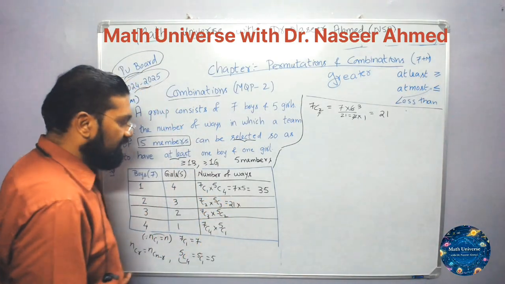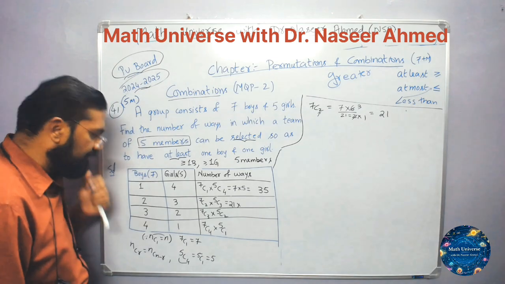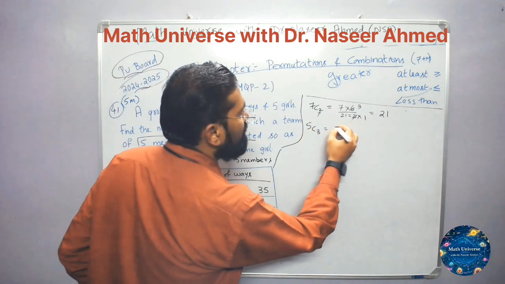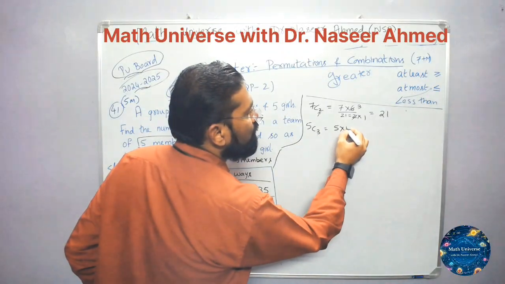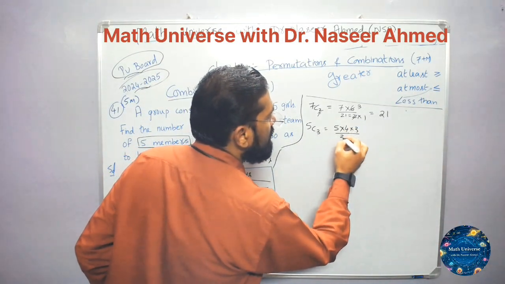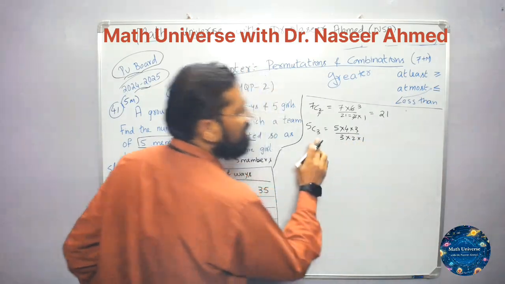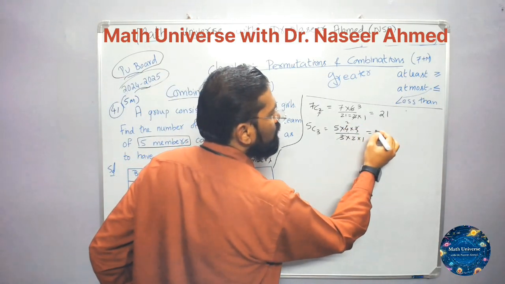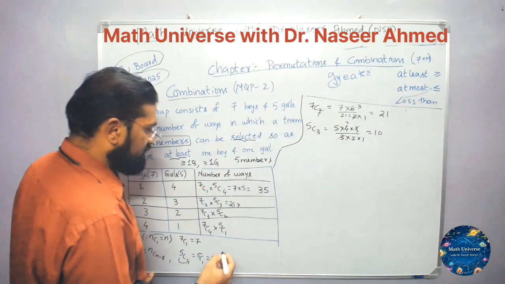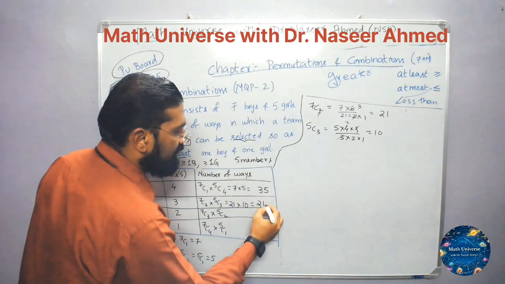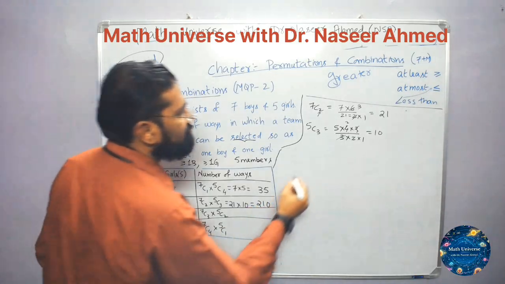Into 5C3. Is it not the same as 5C2? Anyway, let us complete 5C3: 5 into 4 into 3, since 3 is there. Divided by 3 into 2 into 1, which is 3 factorial. Okay, directly we can write. So 3 gone. 2 1s are 2, 5 2s are 10. So 5 2s are 10. So 21 into 10 is 210. Now 7C3.